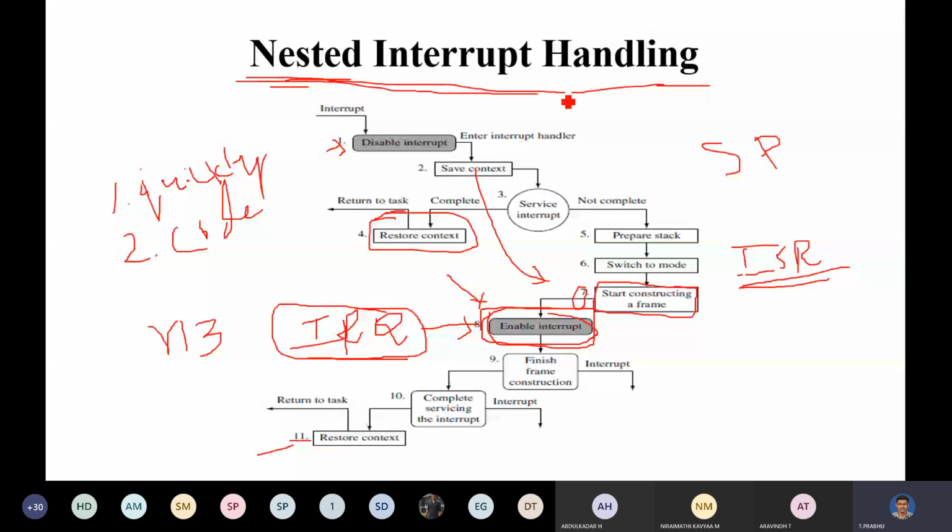The disadvantage is that it cannot handle prioritized interrupts. Unlike priority interrupts, it can block higher priority interrupts. So this is one of the disadvantages.